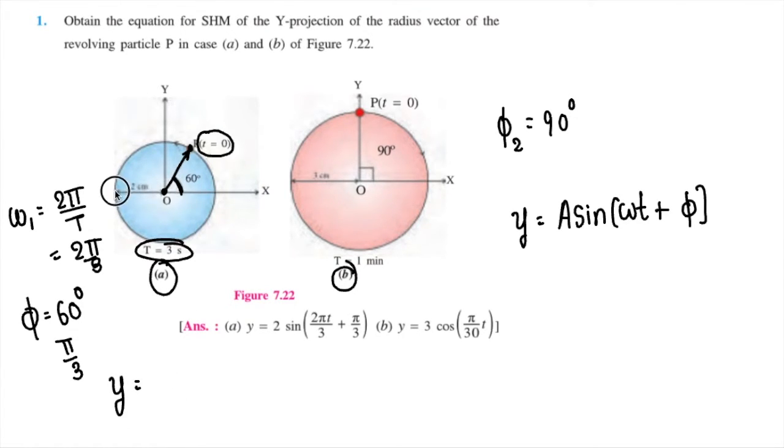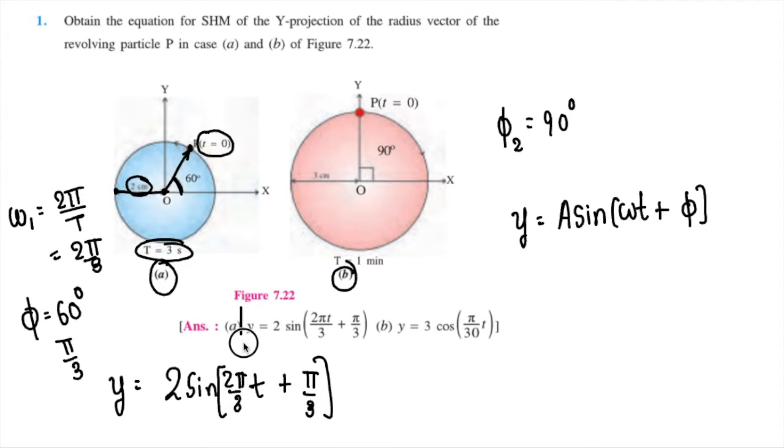Now writing this equation for my first figure A, see, the amplitude is given as from 0 to this point, my distance is 2 centimeter. That means my amplitude is 2 centimeter, y1 equals 2 sine omega t, where omega is 2 pi by 3 t, plus phi. What is my phi? Phi is pi by 3. This is my first expression which I have got, and you can confirm the answer over here.